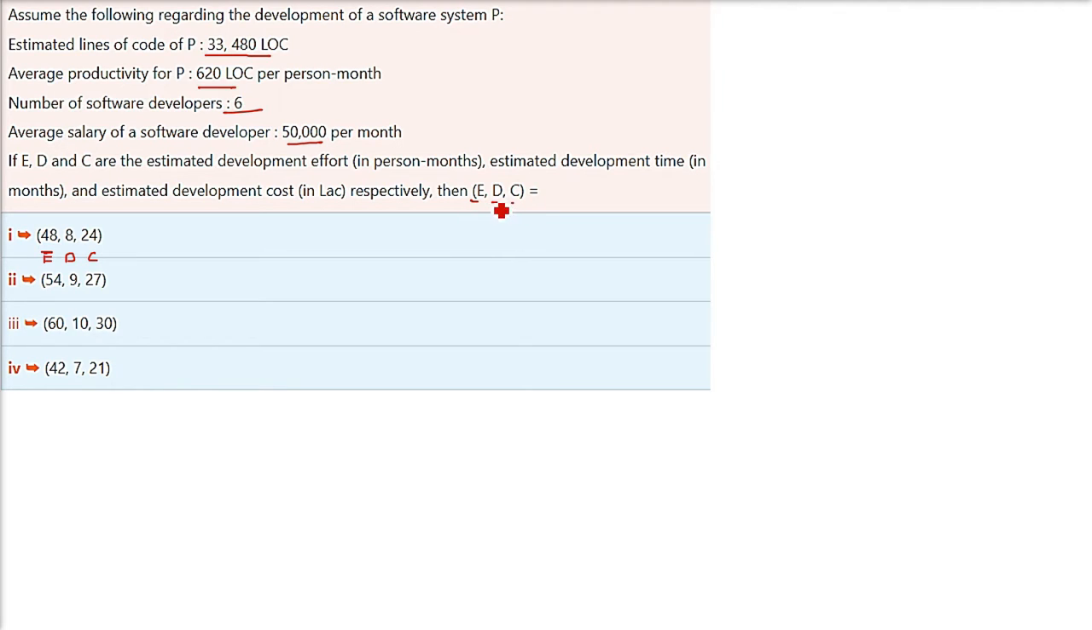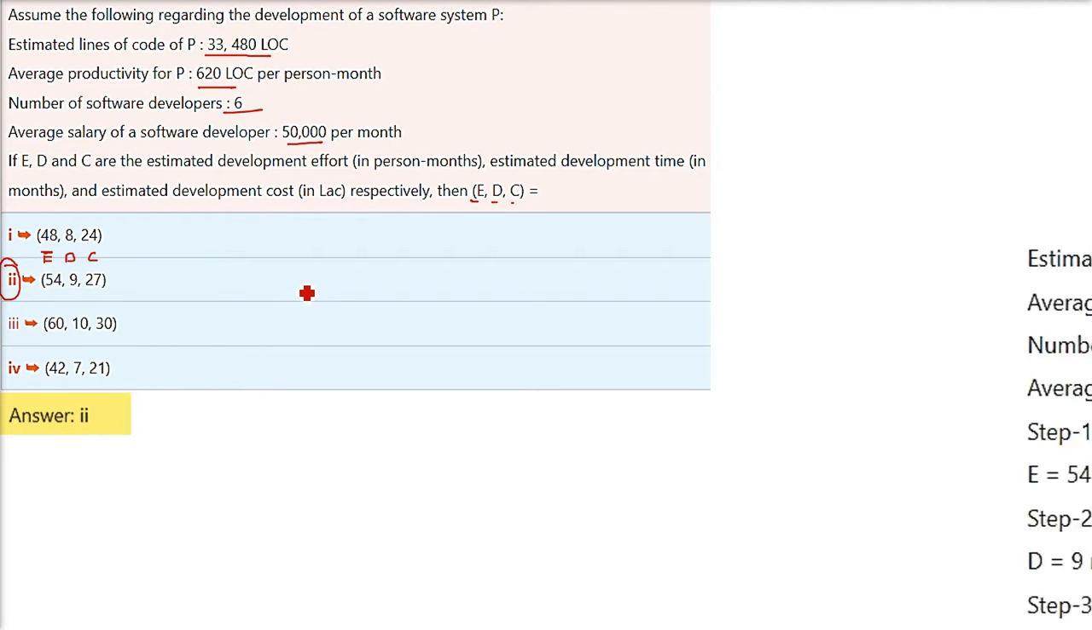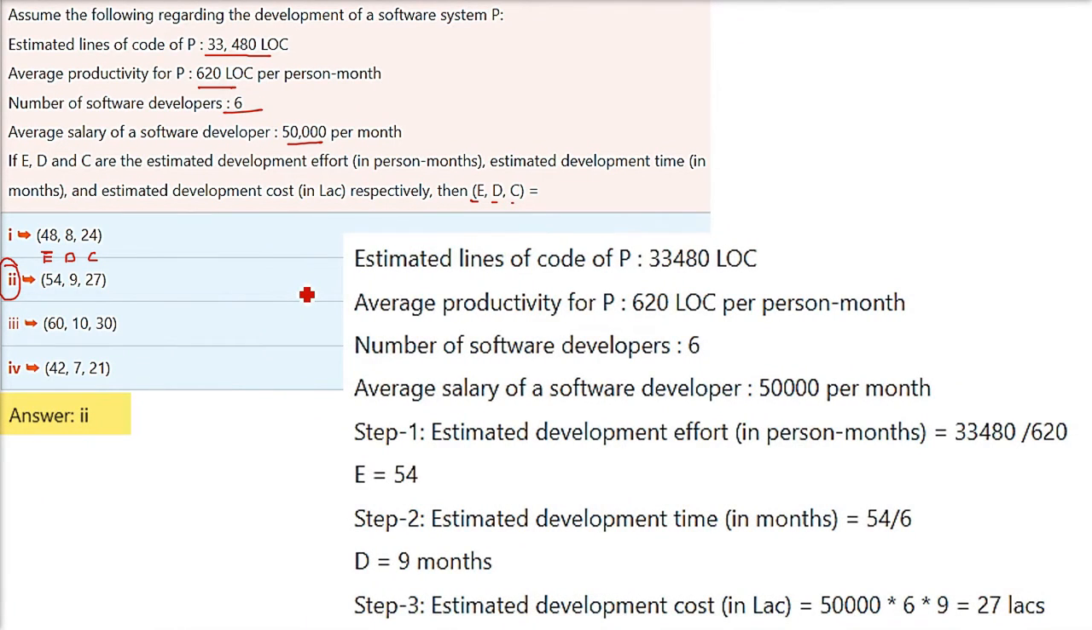So how do we compute this? Now I'll tell you a different method. If you have done it already, it's okay. I'll do it only by using the unit method. I'll just look at the units and then try to find the answer. Sometimes confusion may happen. The best way to avoid that confusion is to use the units. The answer here is the second one. How to get this? Estimated lines of code is 33,480. This is lines of code. Productivity is 620 LOC per person month. Developers 6. Salary 50k.